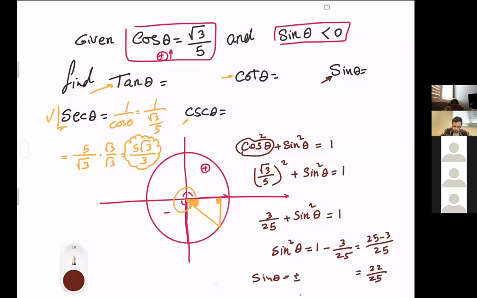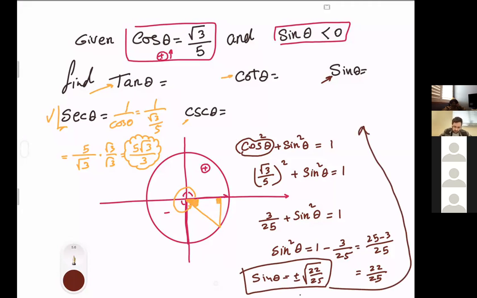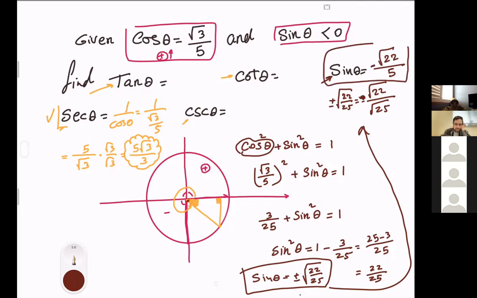It will be plus minus radical 22 over 25. For more investigation here, we have plus minus radical 22 over 25. This is plus minus radical 22 over radical 25, and radical 25 gives us 5 in the denominator, radical 22. We are in this quadrant, so we don't get the positive one, we get the negative one. So negative radical 22 over 5 is the answer.